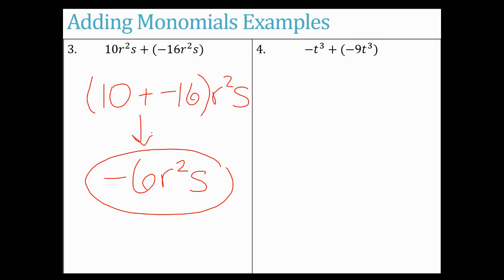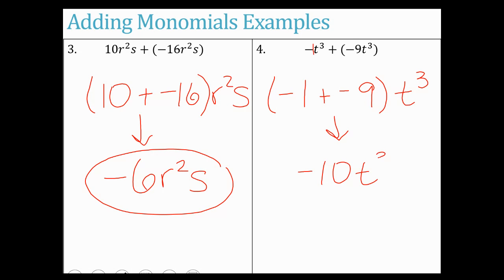And last one, we have -t to the third plus -9t to the third. If you remember, there's that invisible 1 right there. So I'm going to take my coefficients, put them in my parentheses, put my variable on the outside. Now I have -9 plus -1, same signs, add and keep the sign. So 1 plus 9 is 10, keep the sign the same, so it's going to be negative. Bring down your t to the third power. Do not add those exponents. And that's it.